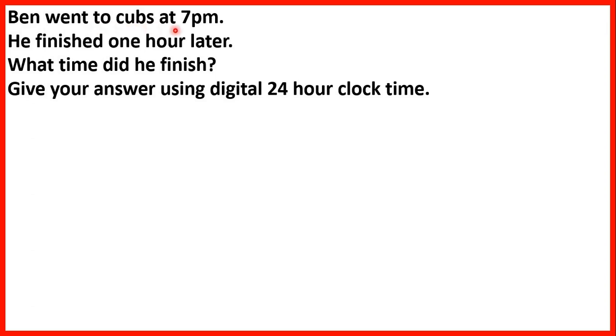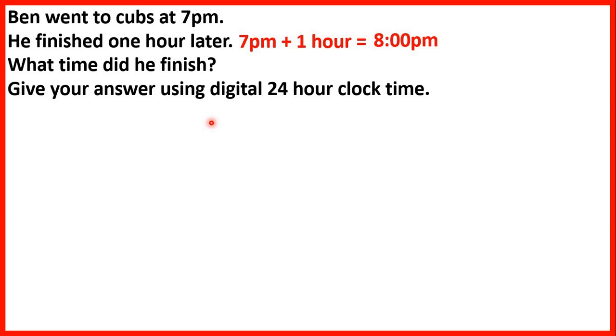Ben went to Cubs at 7 p.m. He finished 1 hour later. What time did he finish? Give your answer using digital 24-hour clock time. So he went to Cubs at 7 p.m. and p.m. tells us that that was 7 o'clock in the evening. He finished 1 hour later, so that means that he would have finished at 8 p.m.